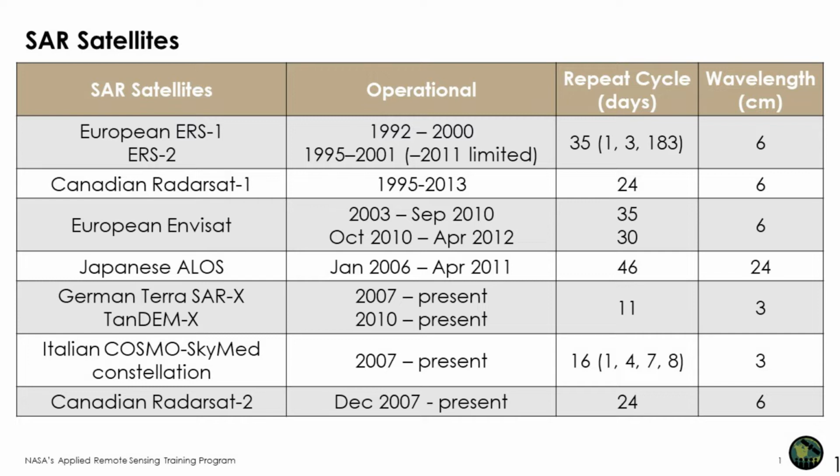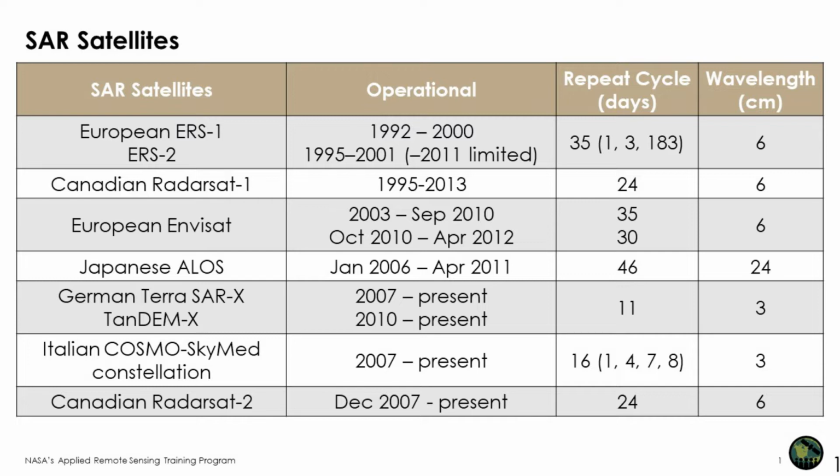There was a Canadian Space Agency satellite called RadarSat-1 that was operated from 1995 to 2013. That one also is a C-band satellite. RadarSat-1 had a 24-day repeat cycle, which is a little bit shorter than the ERS-1 and ERS-2, which both had 35-day repeats, except for a short time when the ERS-1 satellite was moved to different repeat times.